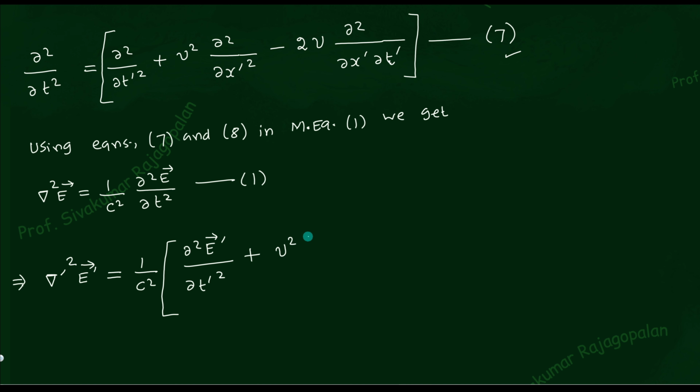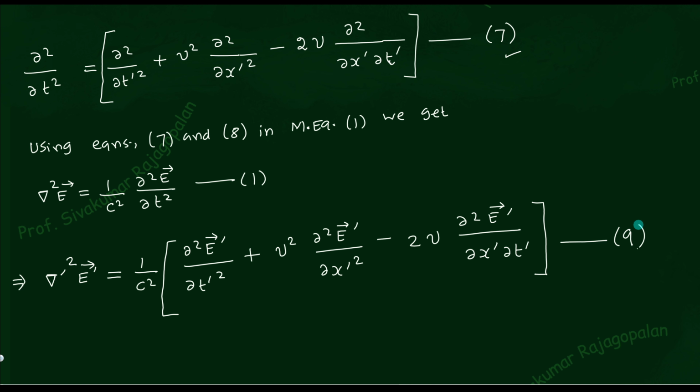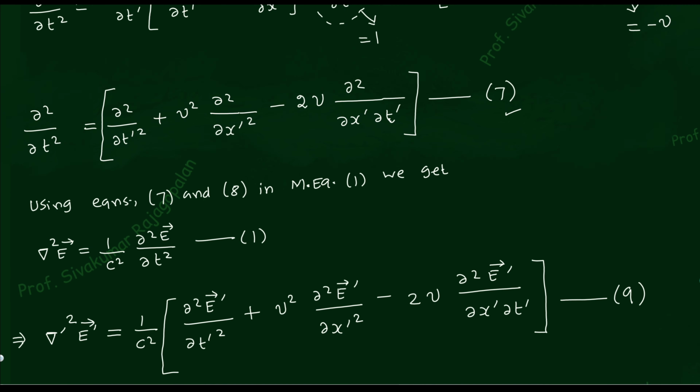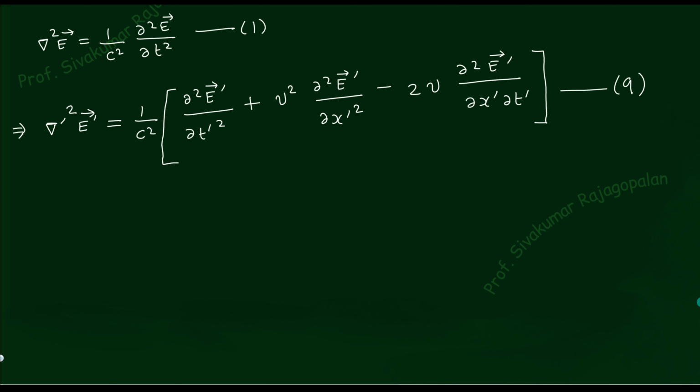Then the second term v square dou square E prime divided by dou x prime square minus 2v. Then we have a dou square E prime divided by dou x prime dou t prime. You understand why E prime is written, right? Electric field will go to electric field prime in the moving frame of reference. That is why prime is attached to the E also. Okay. We have completed our calculations and we are going to write down the conclusion.